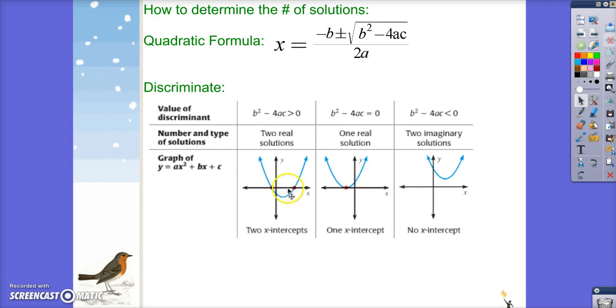Now, if under the square root, b squared minus 4ac is greater than 0, there's 2 real solutions. It would look something like this because you have 2 x-intercepts that cut through the x-axis. If it's equal to 0, it's 1 real solution, which would be the vertex, 1 x-intercept. And if it's less than 0, there's 2 imaginary solutions, which means there's no x-intercept, so it's somewhere out here. It doesn't cut through the x-axis. So what we're doing now is taking a look at the discriminant.